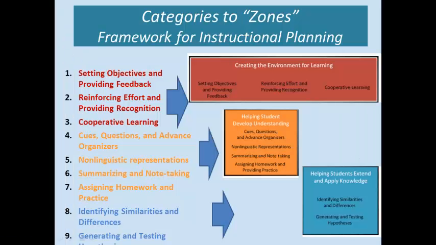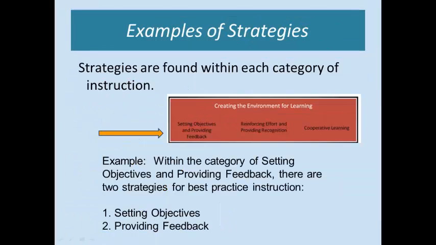As we move to the categories and look at them as zones, you'll notice on the left-hand side you've got the 9 categories for best practice, and the arrows hopefully will help you to see how those categories transfer into the red zone, the orange zone, and the blue zone.